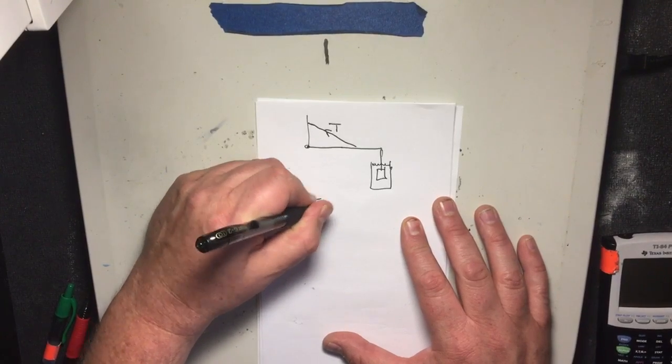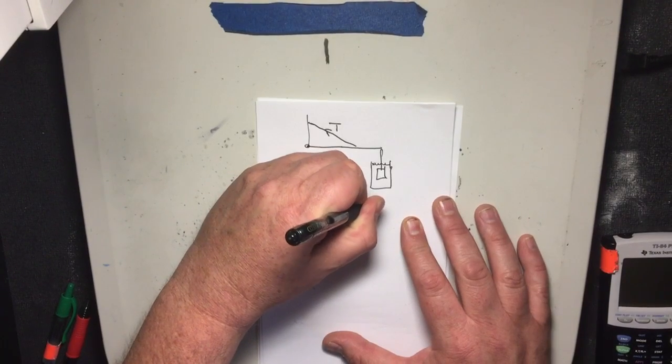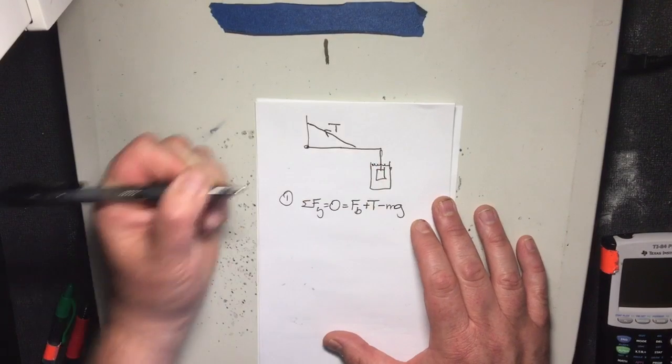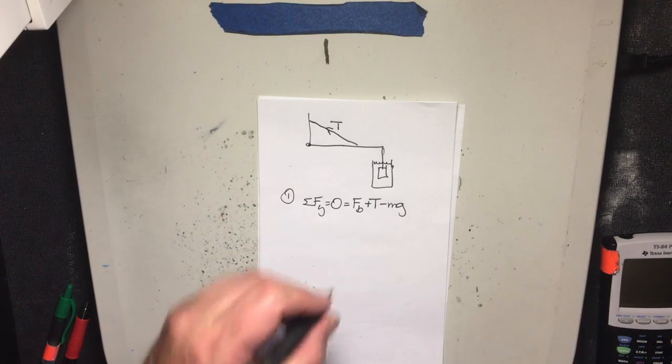So in this part, the sum of the vertical forces is equal to 0. You have buoyant force up, tension up, mg down. You're given the mass. Ooh, that may be a decent idea. You do need the density.